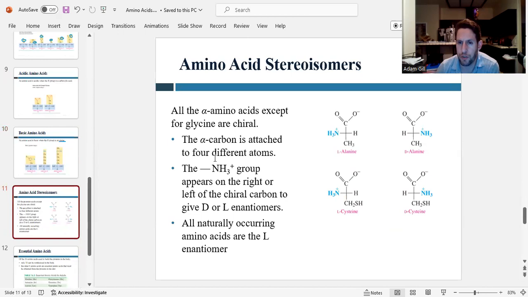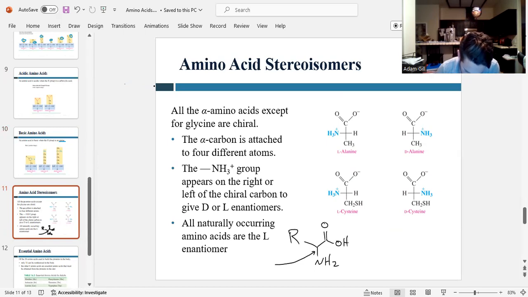Now let's talk about the structure of an amino acid here. When we consider our amino acid, this carbon right here, the alpha carbon, is a chiral center. Remember, a chiral center is a carbon bonded to four different things. There's a hydrogen here that I was omitting, but there's four different groups attached there: H, NH2, the carboxylic acid, and the side chain.